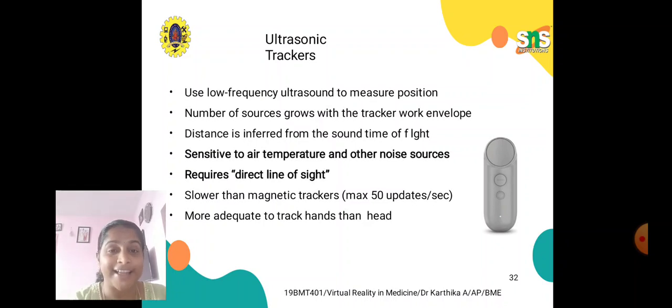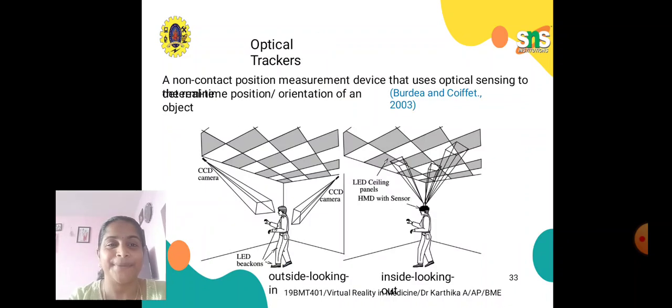While mechanical trackers mainly concentrate on the head, because in the previous video we discussed head mounted displays, and magnetic trackers concentrate more on head than hand, ultrasonic trackers concentrate more on hand than head. Next one is optical trackers.